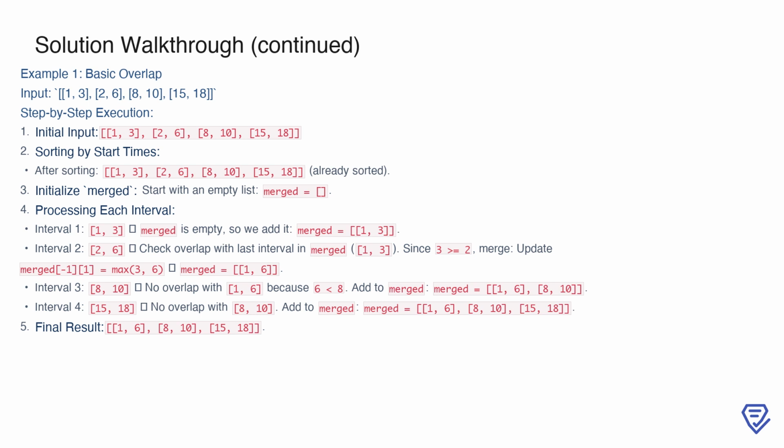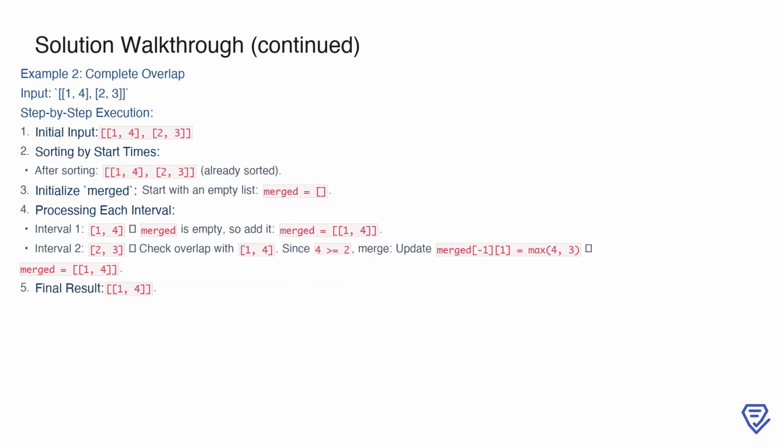Because 3 is greater than or equal to 2, they overlap, so we merge them by updating the end of [1,3] to the maximum value, which is 6. This gives us [1,6] in merged. Next, [8,10]: there's no overlap with [1,6], so we add it directly. Similarly, [15,18] doesn't overlap with [8,10], so it's added as well. The final result is [1,6], [8,10], [15,18].